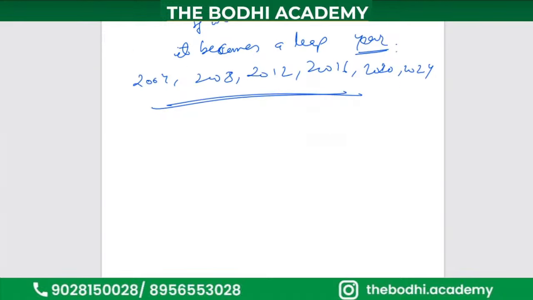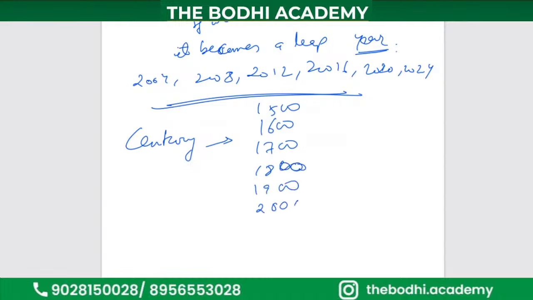Now we come to the century. What is a century? Centuries means 1500, 1600, 1700, 1800, 1900, 2000, 2100. Now, if you see, all the centuries are also divisible by 4. But centuries are not all considered leap years. Now, listen to one thing: 1600 and 2000 are the only 2 leap years.